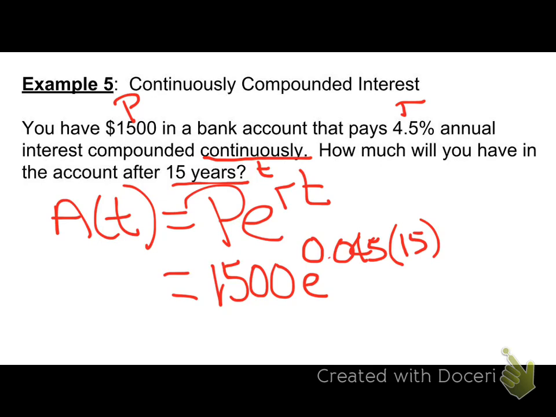Okay? So, here's what you would do with this. I would go ahead and multiply my rate times my time. And if I remember correctly from this morning, that's 0.675. Can someone confirm my math for me?